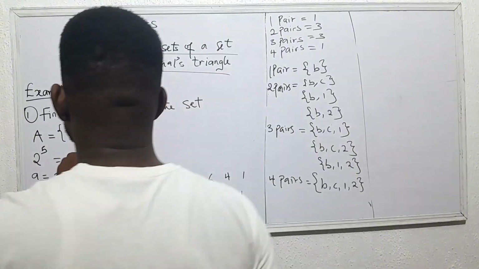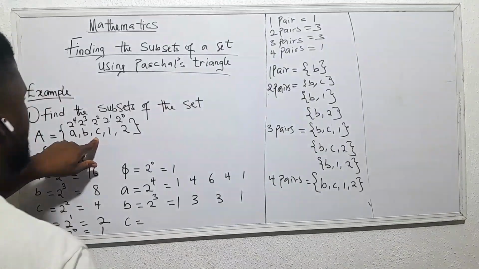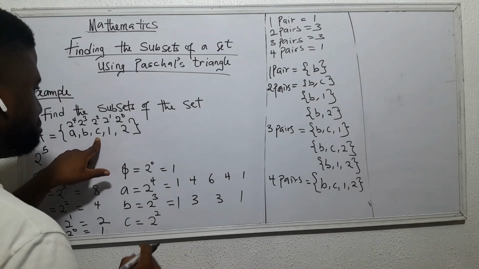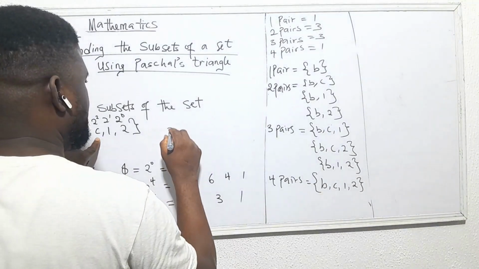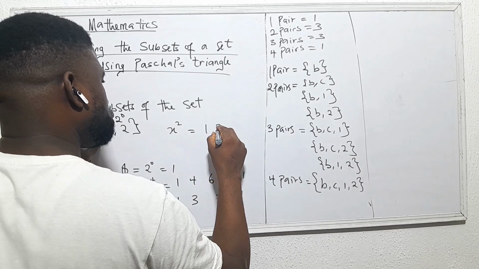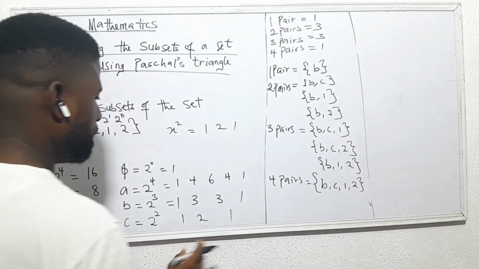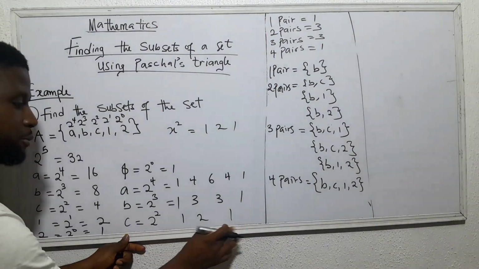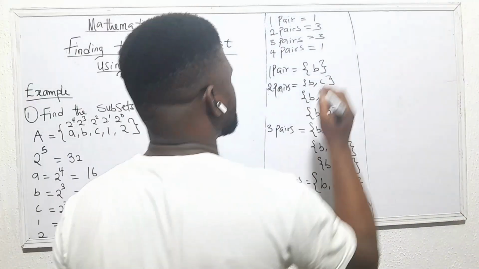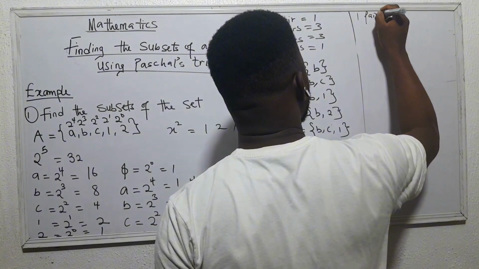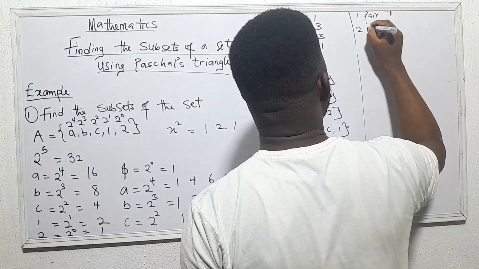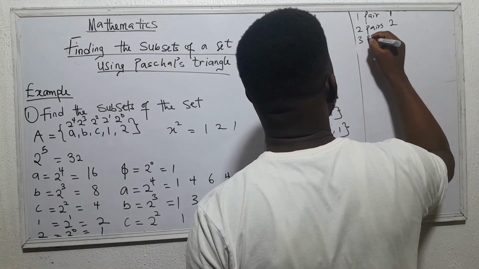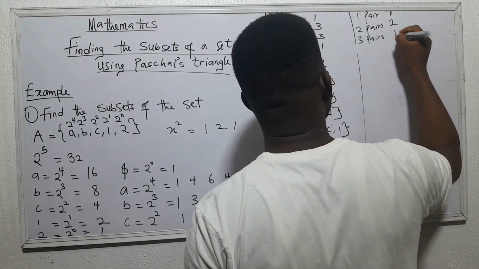Now, for element C, it is 2 raised to the power of 2, which means we are using the line x raised to the power 2, which is 1, 2, 1. It means that with element C, we can only form 3 pairs. The first pair will give us 1, the second pair will give us 2, and the third pair will also give us 1.